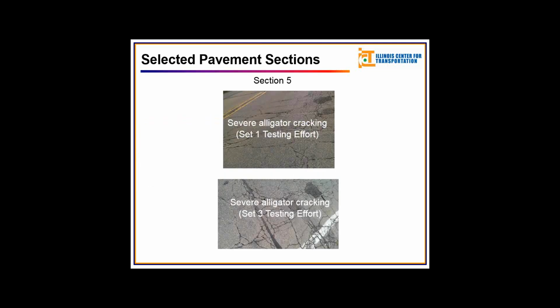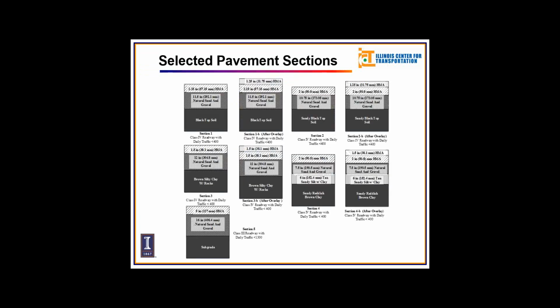And this is section 5. Please note that section 5 never received any kind of overlay, so we just went out there twice: first, and then again one year after the initial testing effort. It also required an overlay, but somehow the agency hasn't installed one yet. So this is basically the various cross sections of these 5 sections.